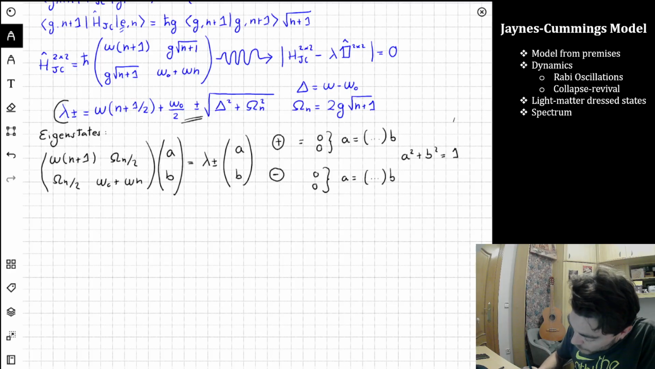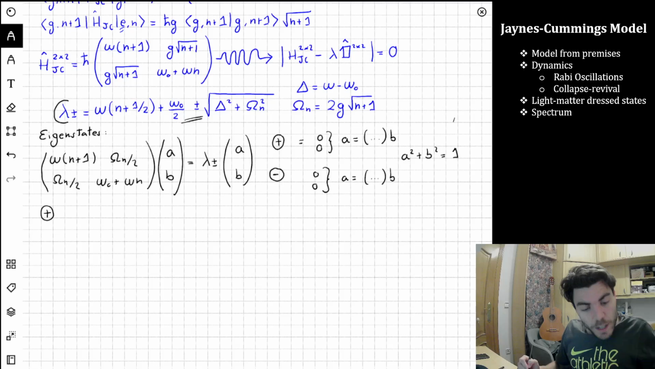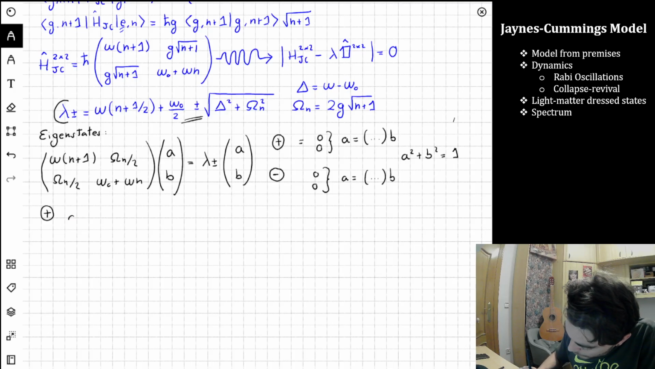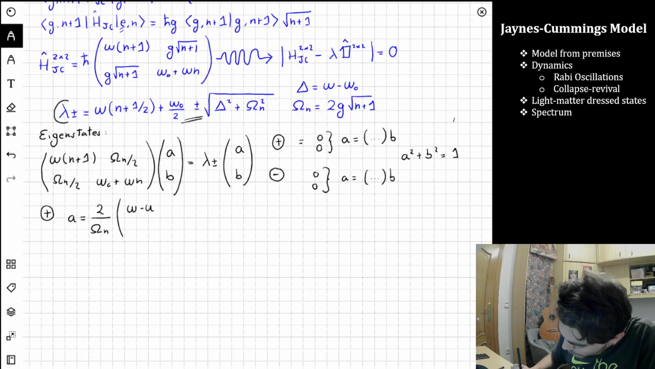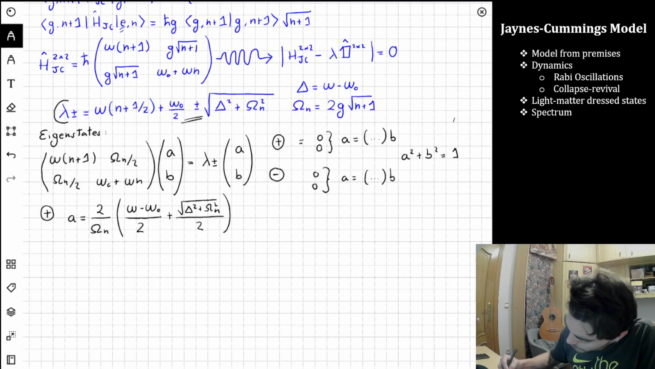So I'm going to just do one, and if we just do one, we get the following. Just applying the plus solution and taking the first equation, one finds that a is equal to 2 divided by omega n, times (omega minus omega 0 divided by 2 plus the square root of delta square plus omega n square, divided by 2), times b.